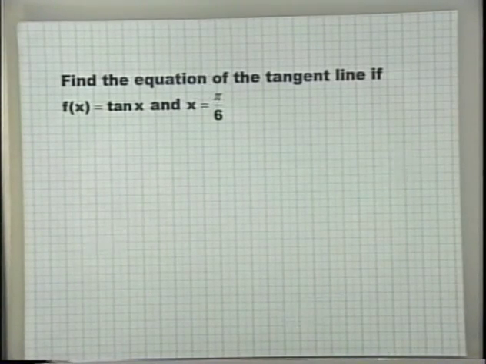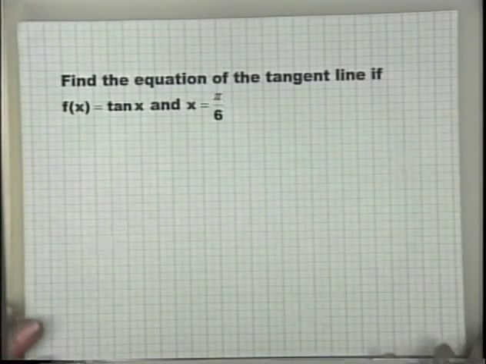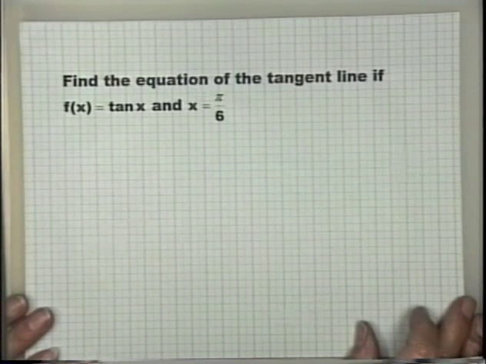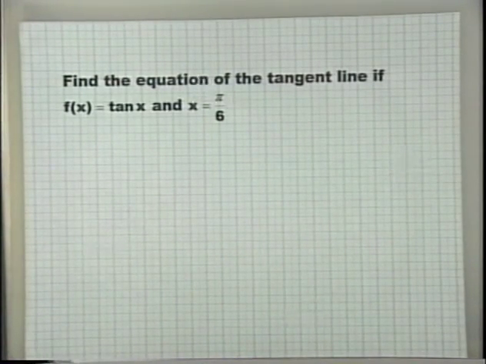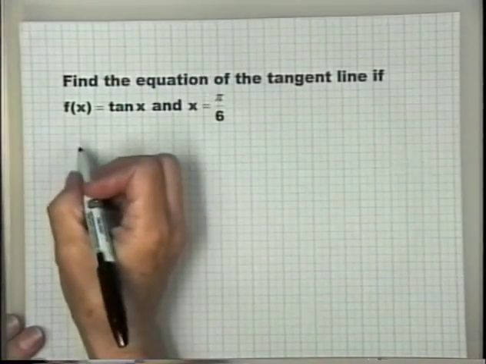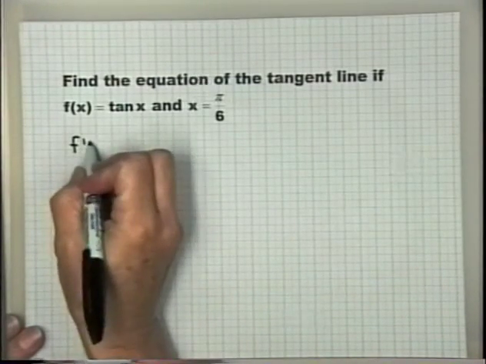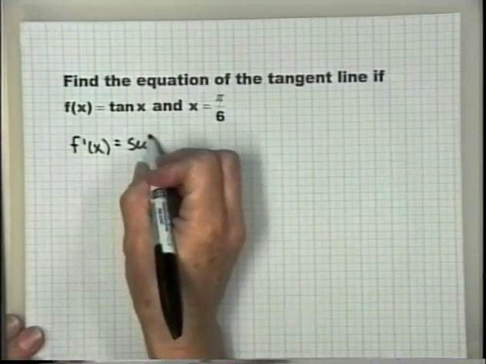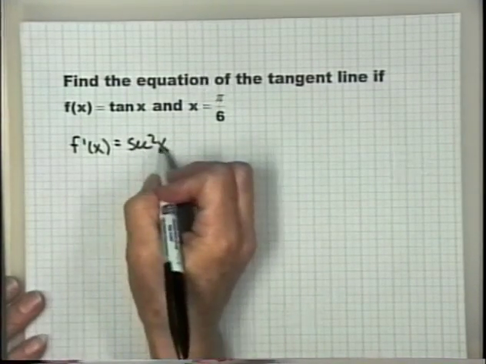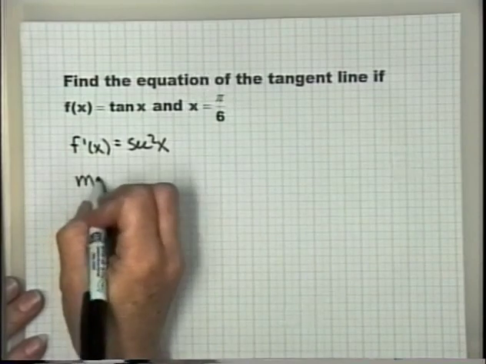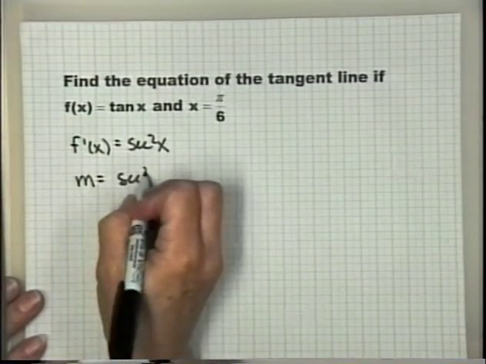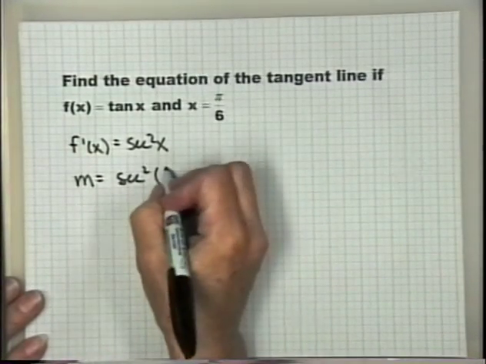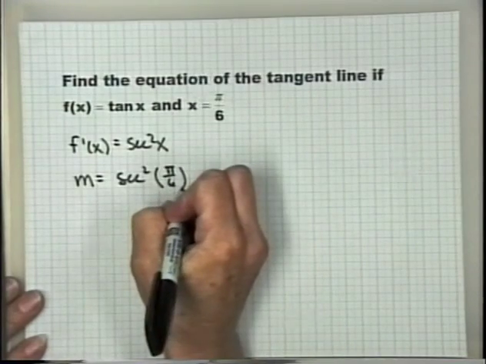Okay, well, let's do an application problem here. Find the equation of the tangent line if f of x equals the tangent of x and x equals pi over 6. Well, remember, the derivative gives us slope, doesn't it? So the derivative of tangent x we learned is secant squared x. This is our formula for slope. So our slope will be secant squared x at x equals pi over 6.